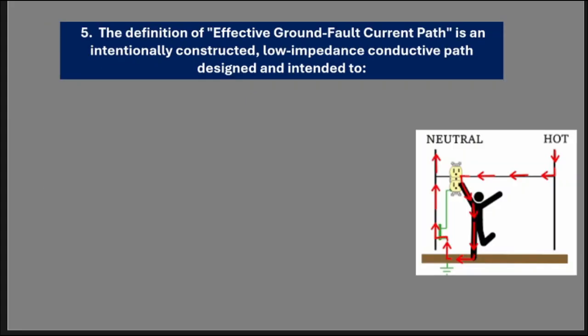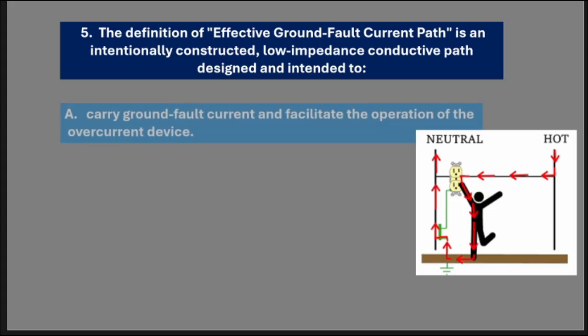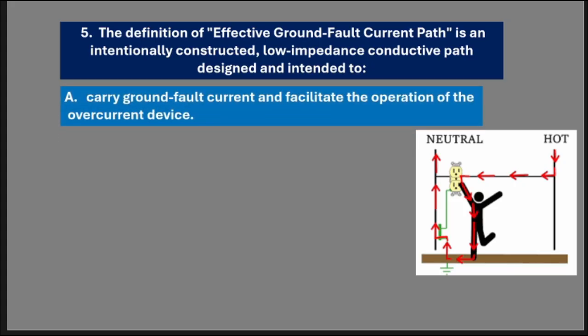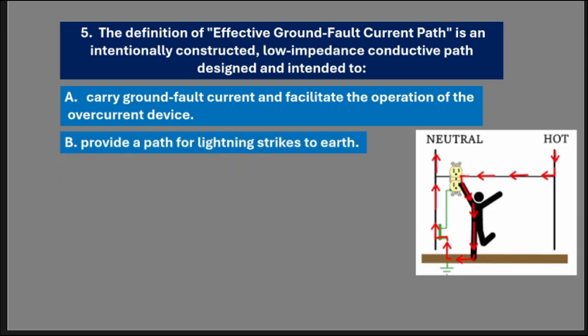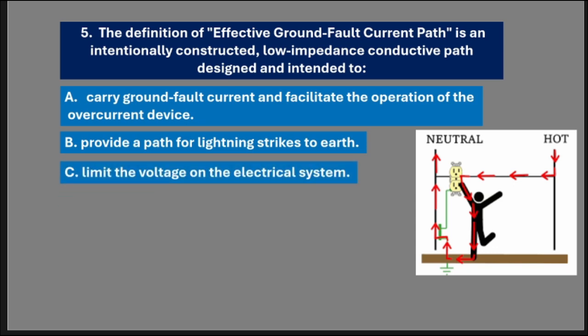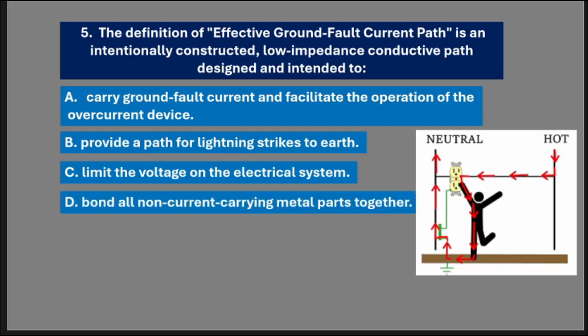Number 5. The definition of effective ground-fault current path is an intentionally constructed low-impedance conductive path designed and intended to A. Carry ground-fault current and facilitate the operation of the overcurrent device. B. Provide a path for lightning strike to earth. C. Limit the voltage on the electrical system. D. Bond all non-current-carrying metal parts together.